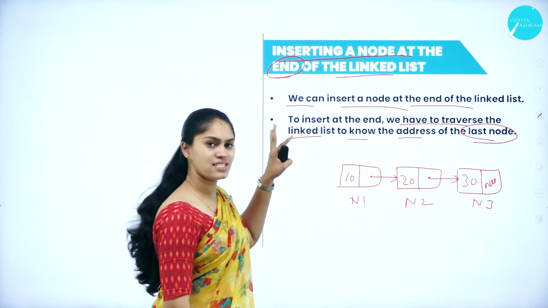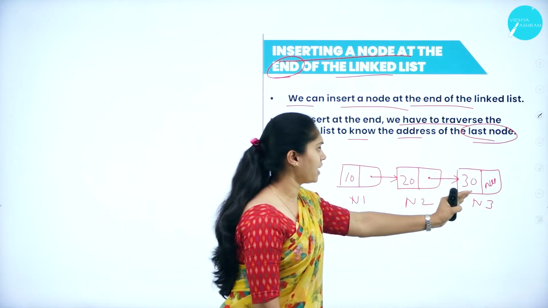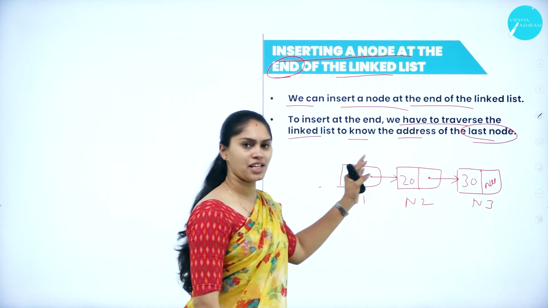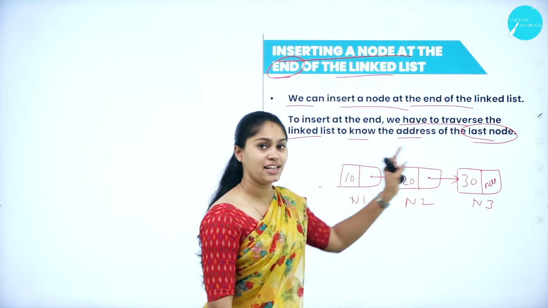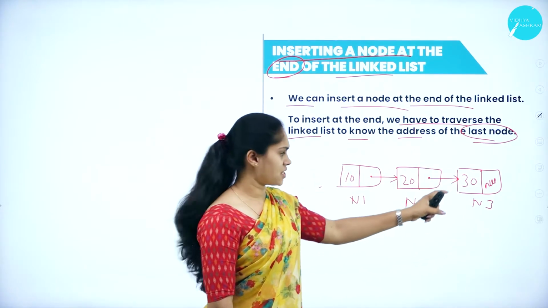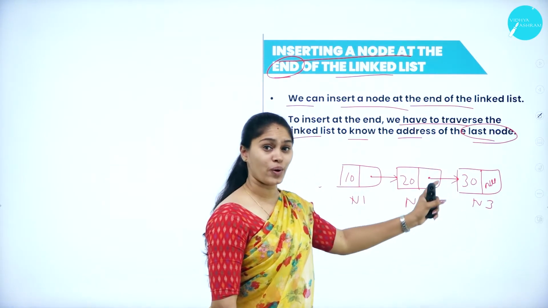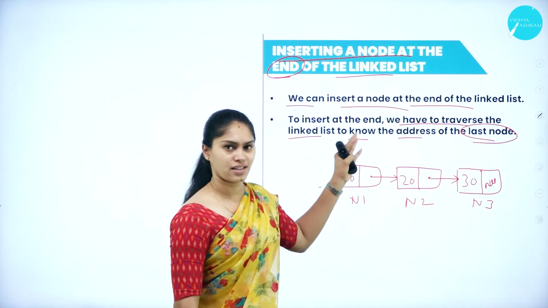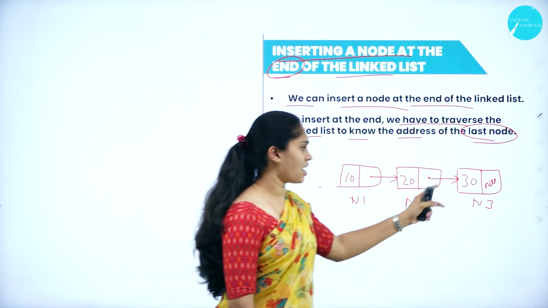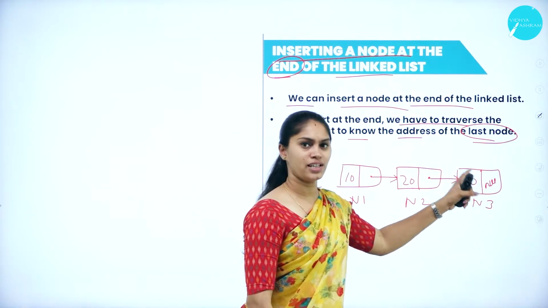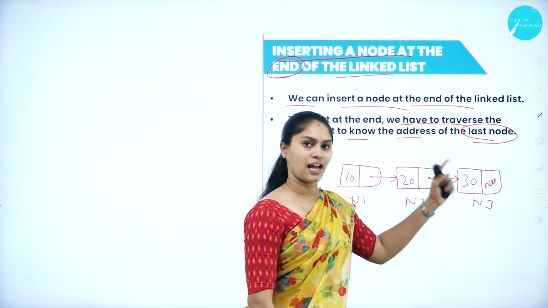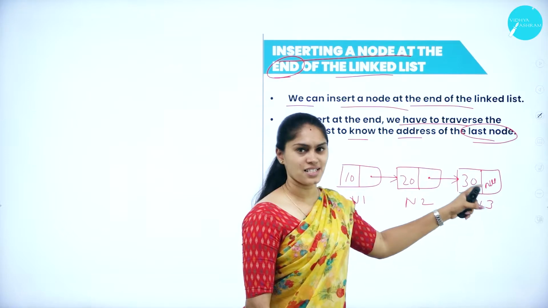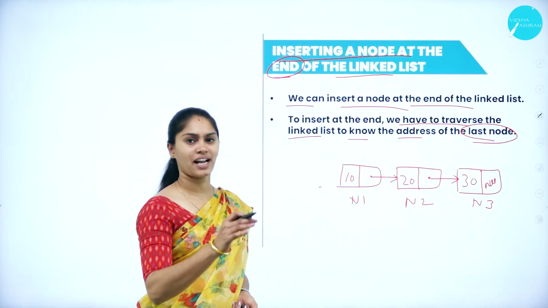So in order to insert a new node at the end of a linked list, I have to traverse. Traverse in the sense what? I have to visit each node exactly once from the beginning till the end. When I reach the last node of a linked list, then we can insert. When I find the link as null, I will know that yes, it is the last node of this linked list. Then only we can insert a new node at that position.